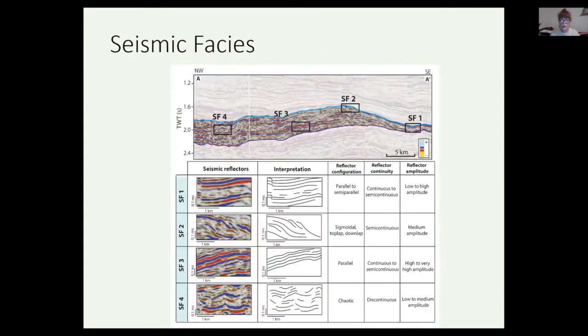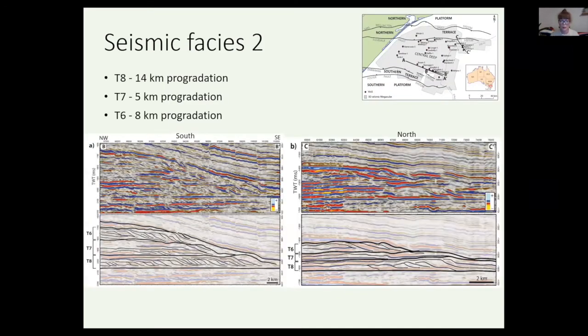We developed a very broad seismic facies scheme, with seismic facies 1 consisting of fairly parallel and continuous seismic reflectors, seismic facies 2, sigmoidal clinoforms, seismic facies 3, fairly parallel and very high amplitude seismic events, and seismic facies 4, quite chaotic and discontinuous seismic. Also of focus was seismic facies 2, which is our lovely progrades.